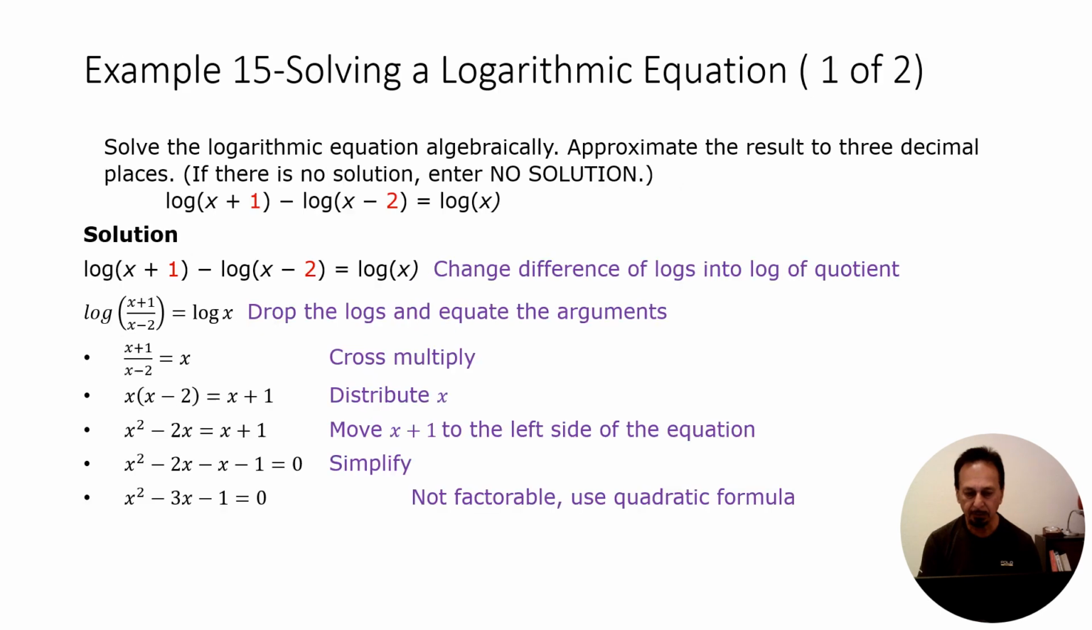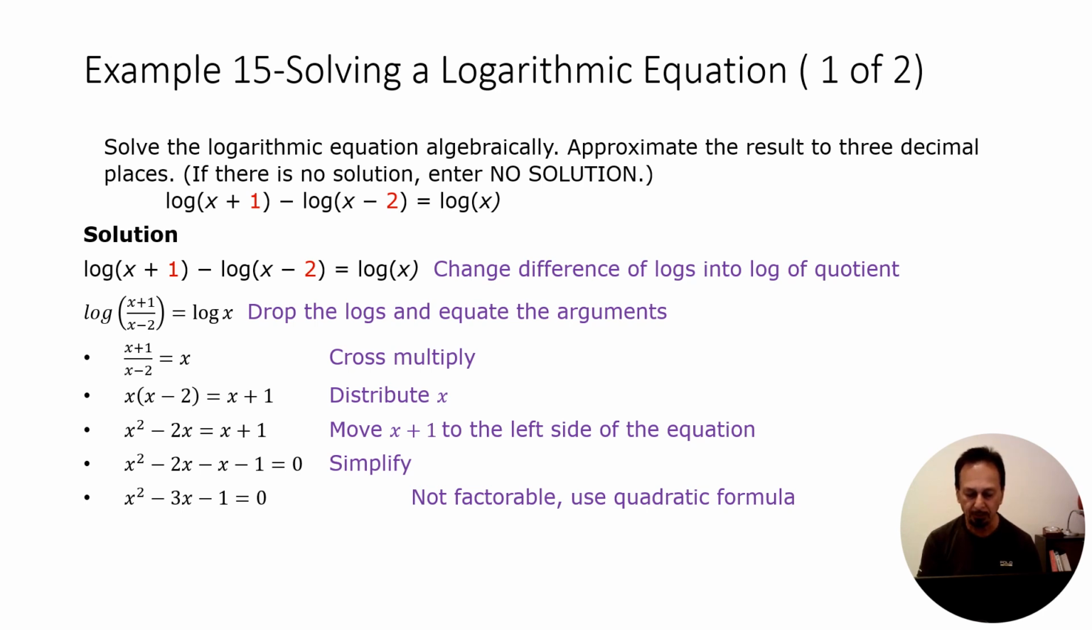Example 15. We're going to solve the logarithmic equation algebraically, and then approximate the result to 3 decimal places. So let's start with this. Log of x plus 1 minus log of x minus 2 equal to log of x. What you see is the left side has two logarithms, the right side has one logarithm. So we can combine this into a single logarithm. Since there is a minus in the middle, we can apply the quotient rule. So this becomes log of (x plus 1) over (x minus 2) equals log of x.